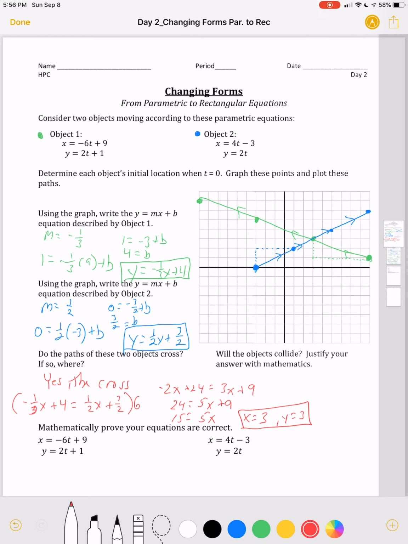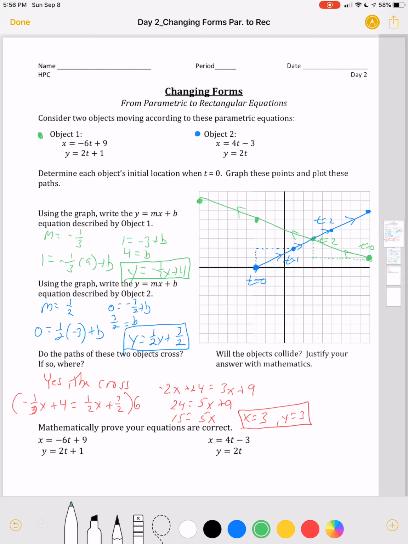Will the objects collide is really going to be dependent upon, are they going to be there at the same time? Well, if you do it by the graph, you should be able to tell that this is not the case, because when we did our graph, this was time t equals 0, this was time t equals 1, this was time t equals 2. When you look at the green one, this was time t equals 0. This one, where they actually meet, is time t equals 2.